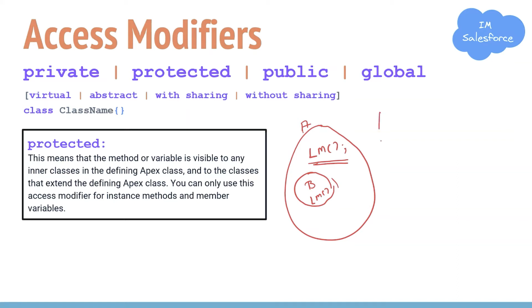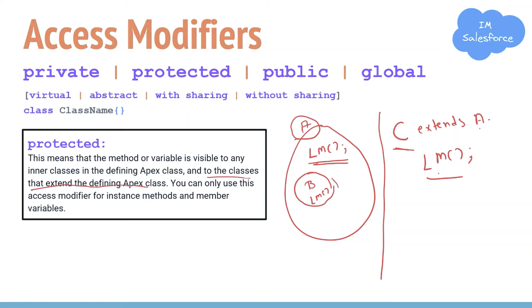In the same way, for an example, we have class C. Okay, so class C extends A, then only we can use the LM method. So if you go to this definition, it can be visible to the classes that extend the defining Apex class. So the defining Apex class is A and it is extended by class C. So all the methods which are in A can be used in this class C. Okay.